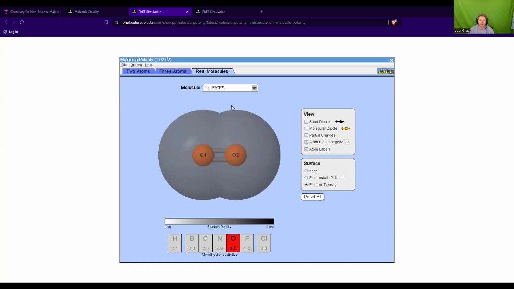Now, think about the electronegativities of two oxygens. Well, they both have electronegativities of 3.5. And then another way to look at this is, let's say that we were to draw a line right down the middle. Is this oxygen identical on the left and the right side of the molecule? Absolutely. So this is a symmetrical molecule, and symmetrical molecules we know are going to be nonpolar.